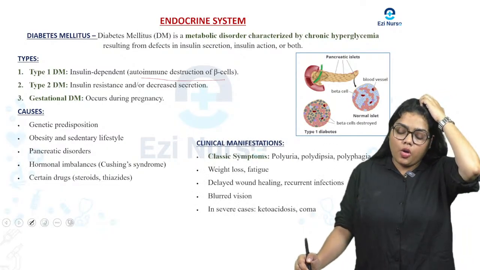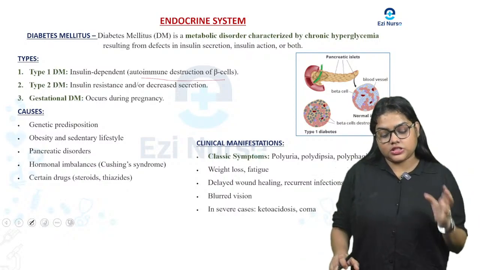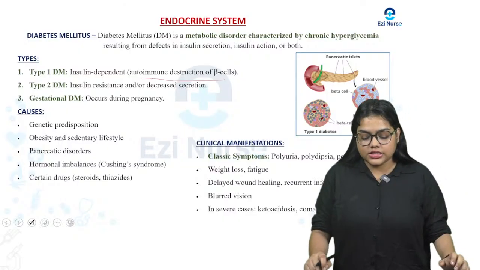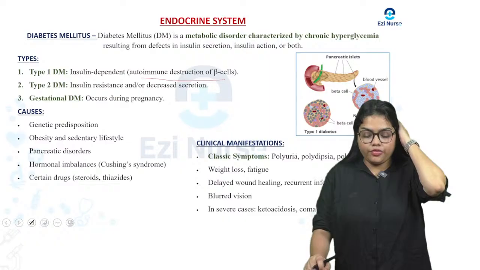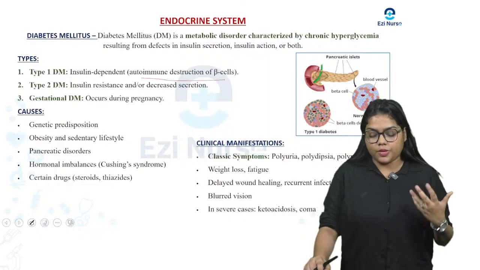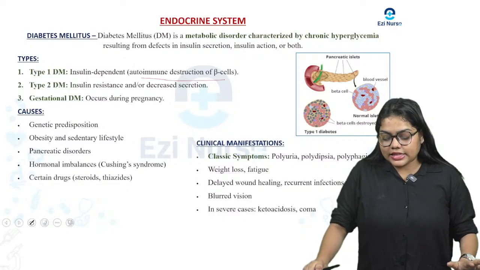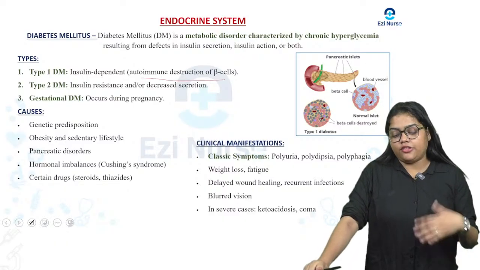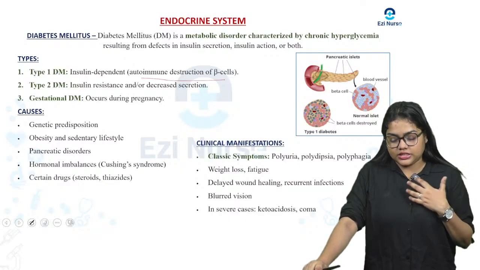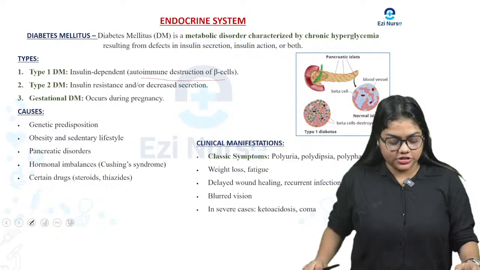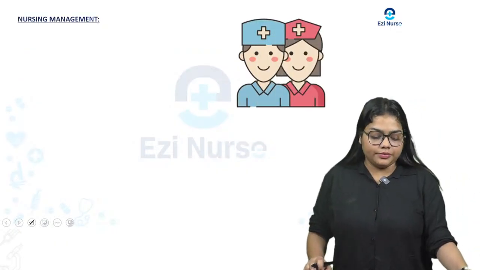Okay, so what are the clinical manifestations? What are the symptoms we will see in a person with diabetes mellitus? We will see the classic symptoms, which are polyuria, an excessive increase in urine, polydipsia, polyphagia, weight loss and fatigue. Other than that, there will be delayed wound healing and recurrent infection, blurred vision, and in severe cases ketoacidosis, or the patient can even go into coma.